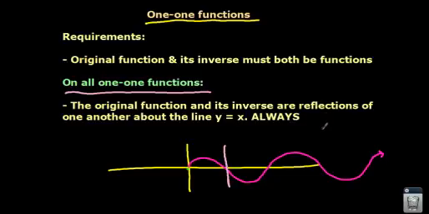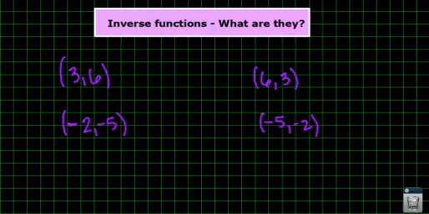Okay, and on all one-to-one functions, the original function and its inverse are reflections of one another about the line y equals x, always. So for one-to-one functions, all one-to-one functions reflect about y equals x. So let's go ahead and look at what this is on a graph.